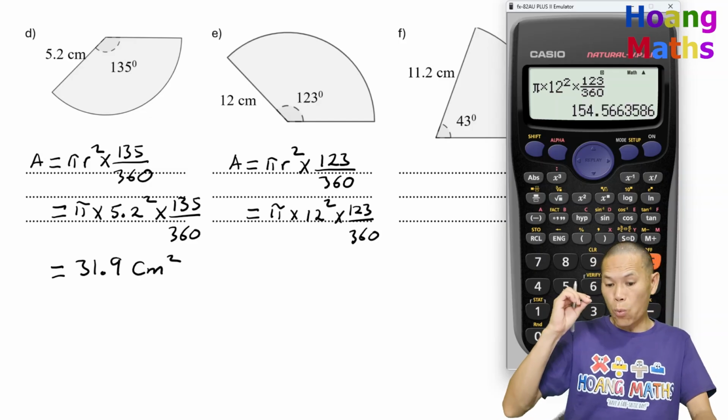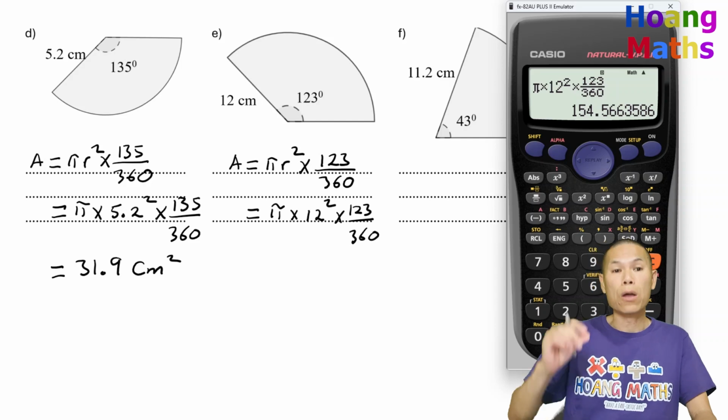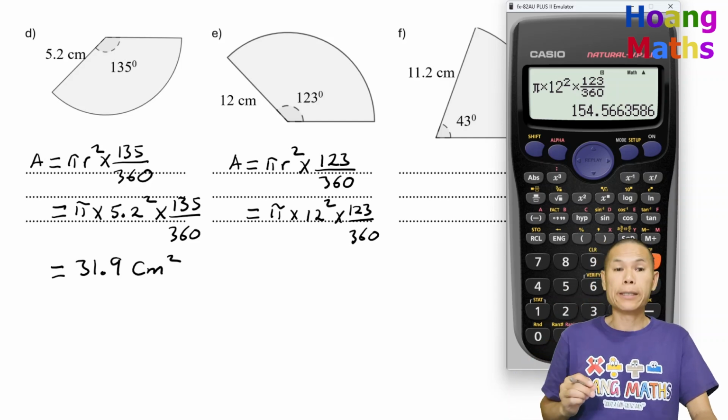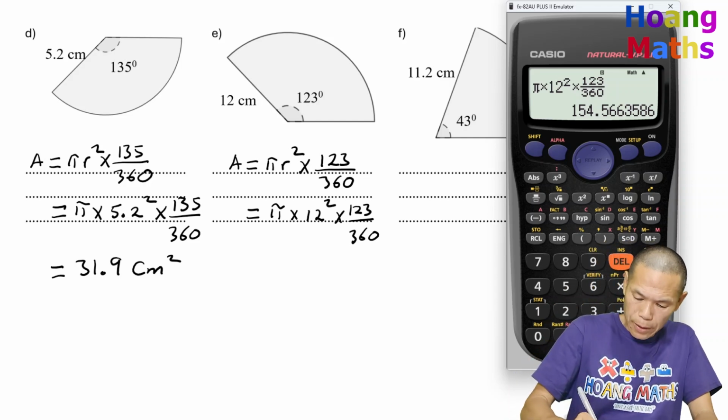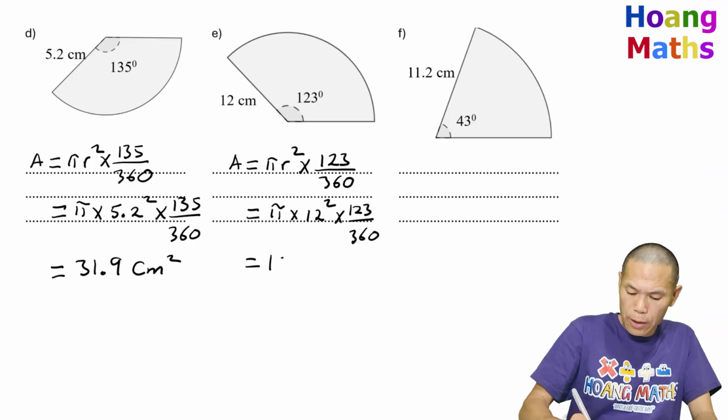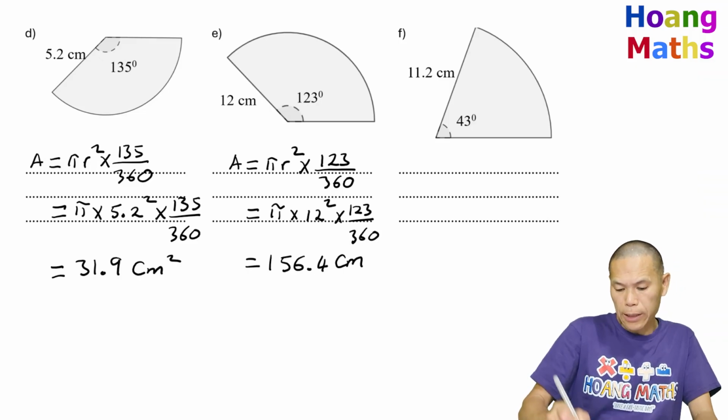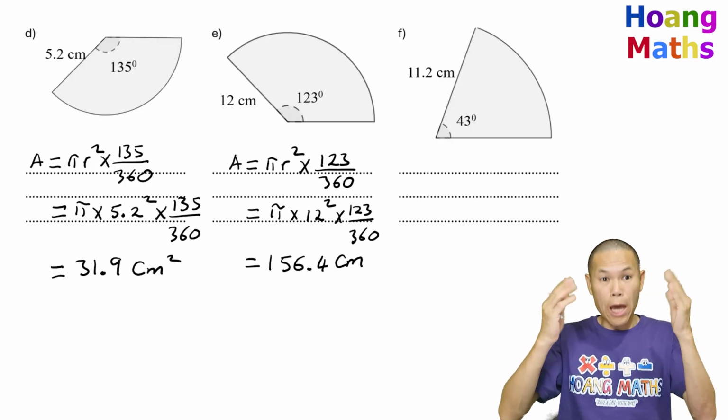So there you go, 154.6 square centimeters equals 156.4 square centimeters. So there you go.